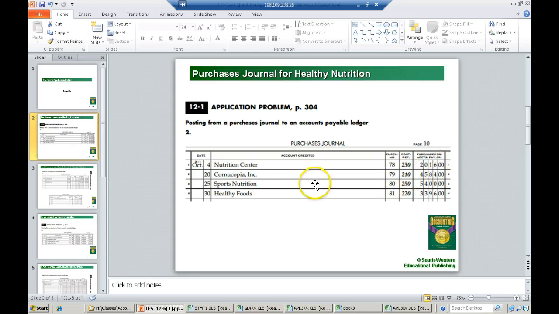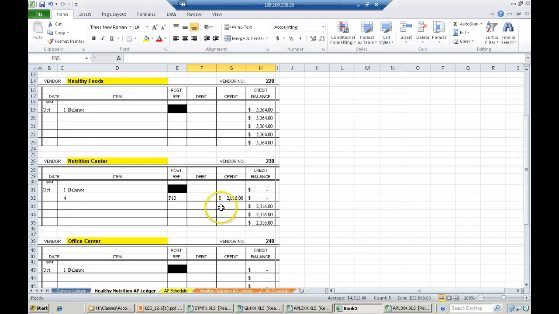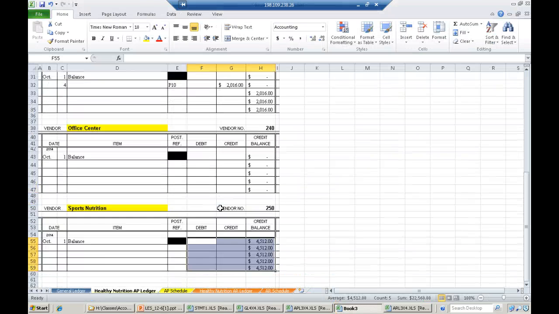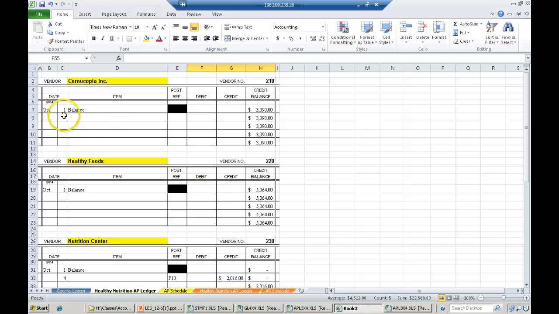Cornucopia, 45.84. So let's find Cornucopia. And it was on the 20th. From Purchases Journal 10. 45.84.